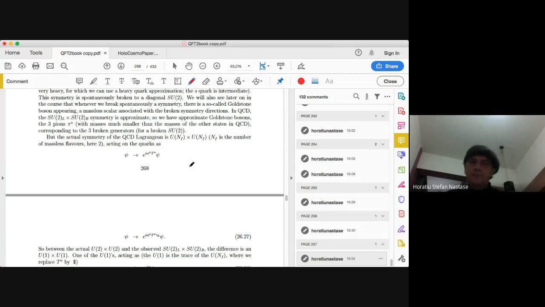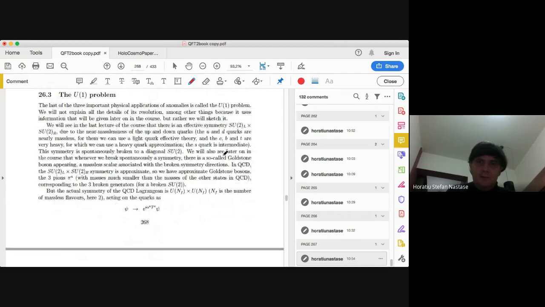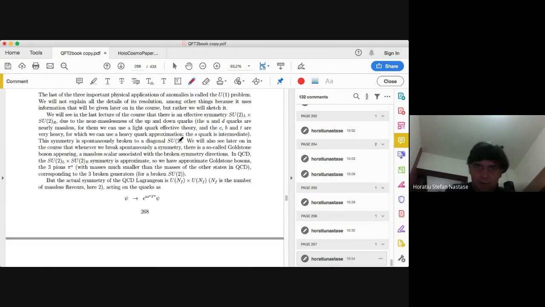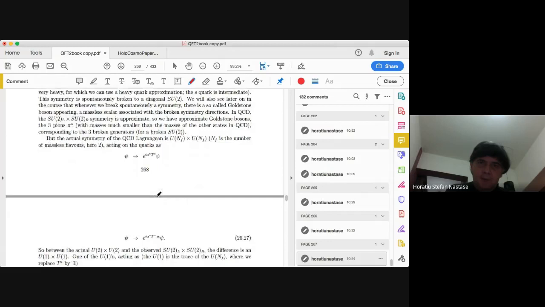However, so I said there's this SU(2) cross SU(2). However, the actual symmetry of the QCD Lagrangian, considering a generic number of massless flavors, here I considered up and down as approximately massless, is not SU(2) cross SU(2), but it's actually U(2) cross U(2), or generalizing, U(N_F) cross U(N_F). And I said one is left, one is right, meaning one acts on the left part, one acts on the right part.